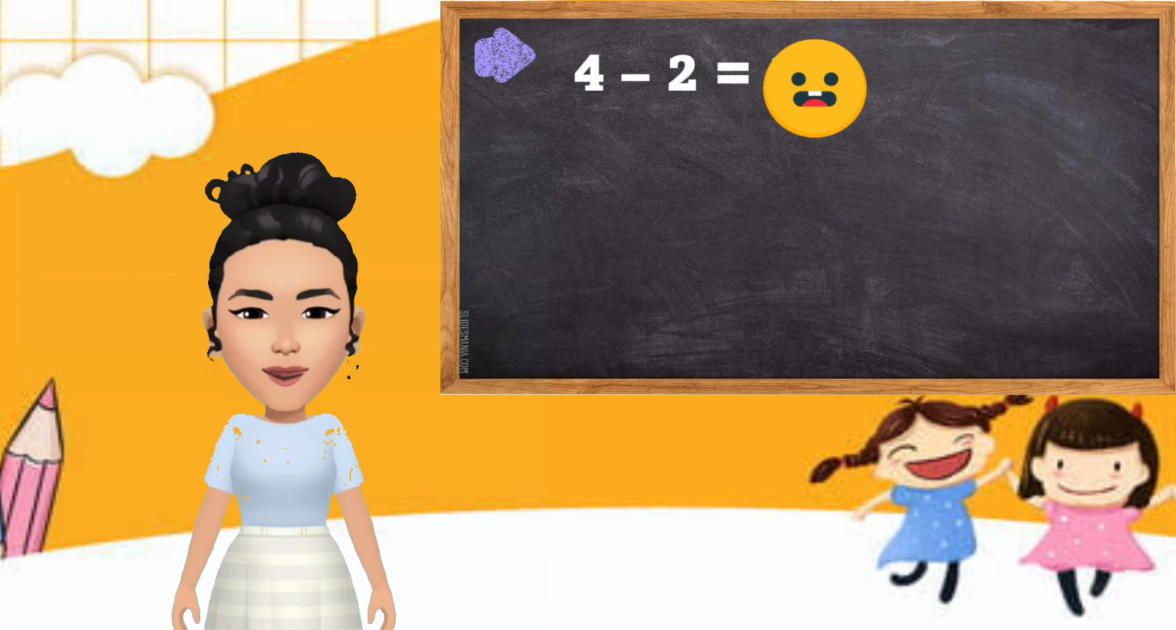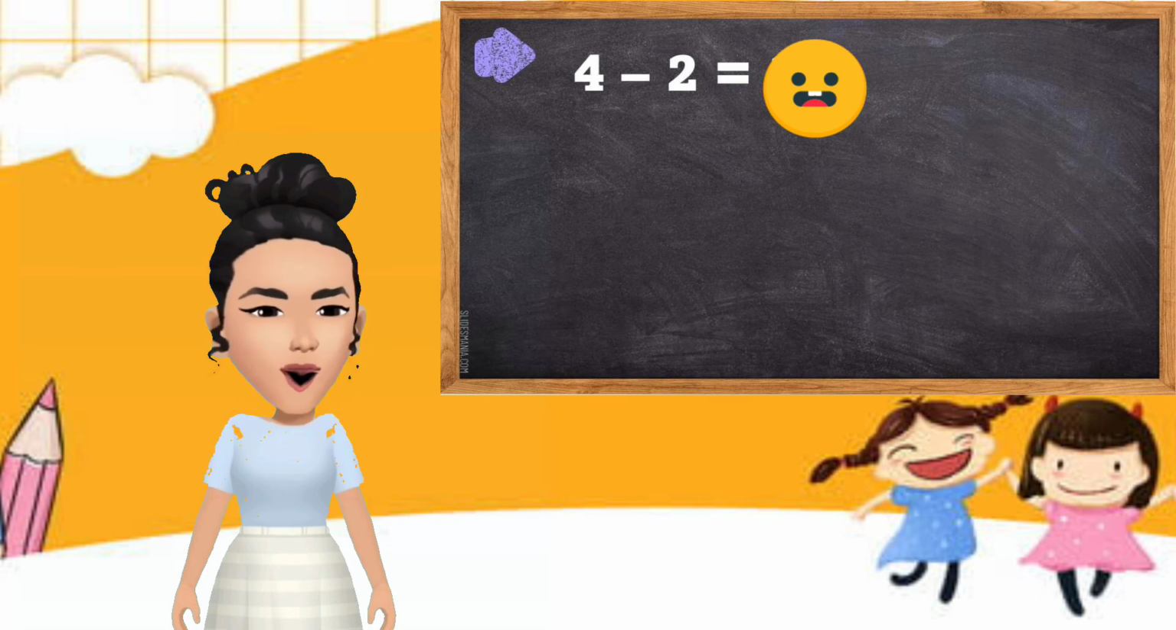Alright, let's have another example. So here we have 4 minus 2 is equals, and we don't know the answer. So the question is, teacher, what if there are no pictures or there are no objects at all? So what will we do? That's very simple. What we will do is we will draw an object or we will draw the picture.